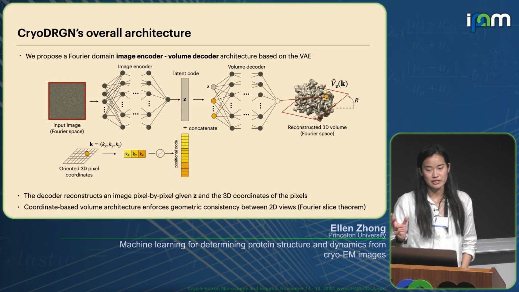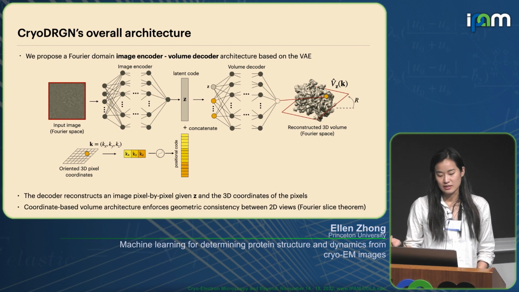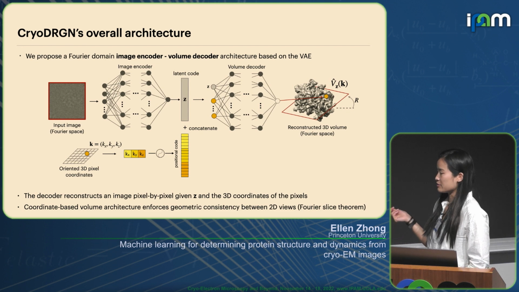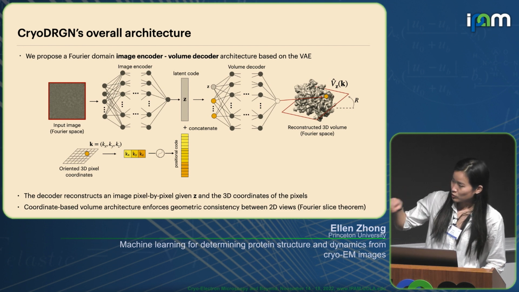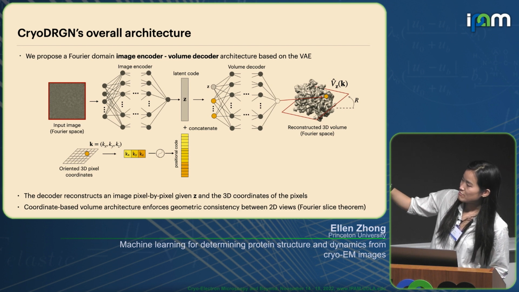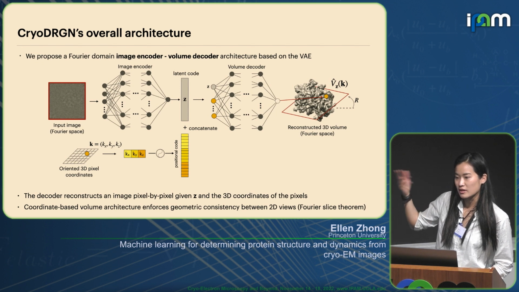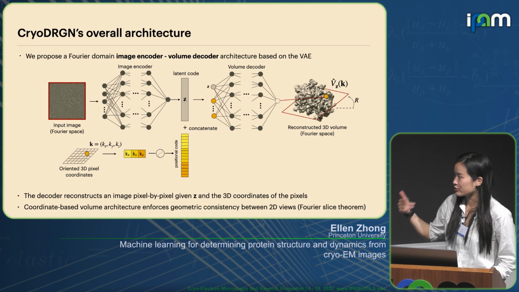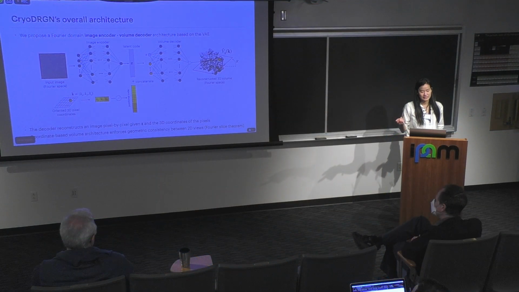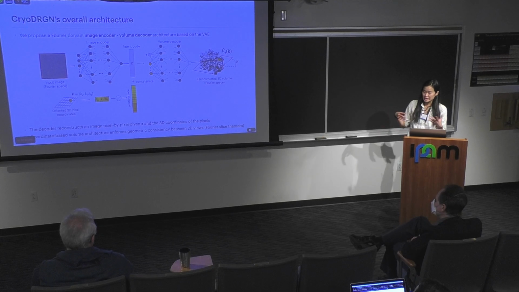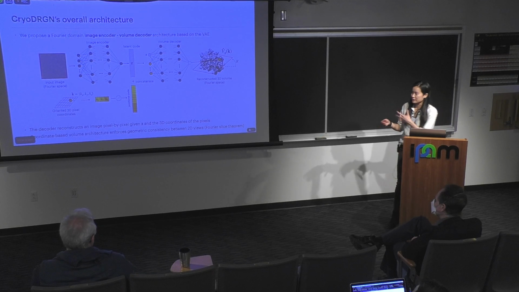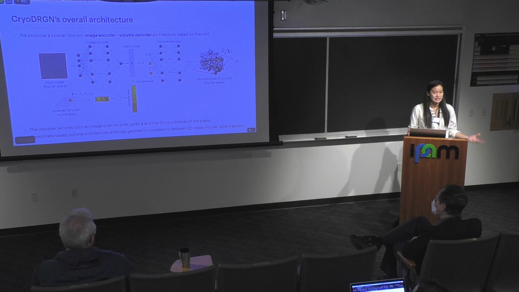Given an input image, because of the Fourier slice theorem, each of these images corresponds to a slice out of our 3D model. So we can get the coordinates of that 2D slice and then reconstruct the image pixel by pixel, compare the reconstructed slice with the input image, compute the loss, and then use that loss to update the weights of the encoder and decoder neural networks. One nice thing is that this coordinate-based architecture really nicely enforces geometric consistency between the 2D views. We can apply these pose orientations and translations as explicit operations on our input coordinates instead of having to model that directly in our neural network-based architecture.